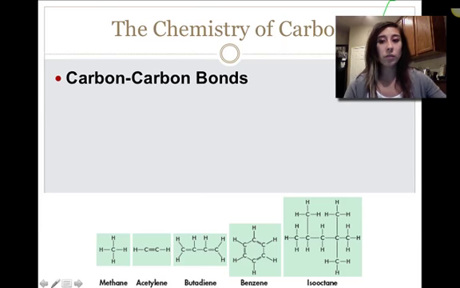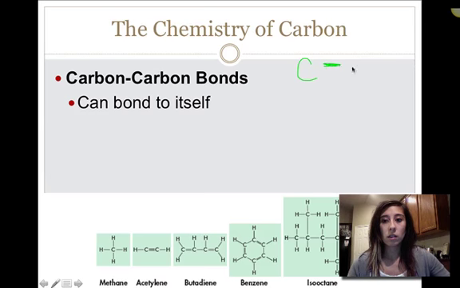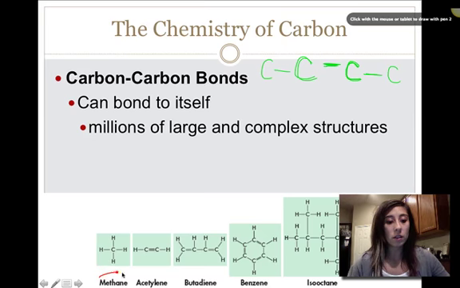So you can have carbon bonded with a carbon. Okay? And because of this bonding with many different carbon atoms, we can have so many different structures. We can have millions of different structures, and you can see them at the bottom down here. We have methane, which is typically in gas form.